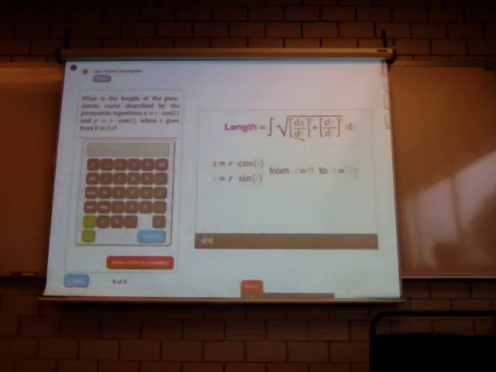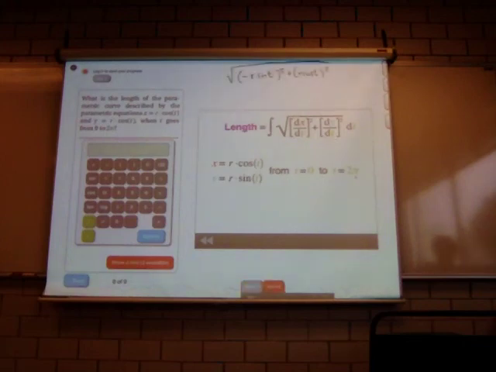Let's start by finding dx dt and dy dt. Dx dt is the derivative of x with respect to t, and that's equal to r times the negative sine of t, or minus r times the sine of t. Dy dt is the derivative of y with respect to t, and that's equal to r times the cosine of t. Plug these into the integral down here.